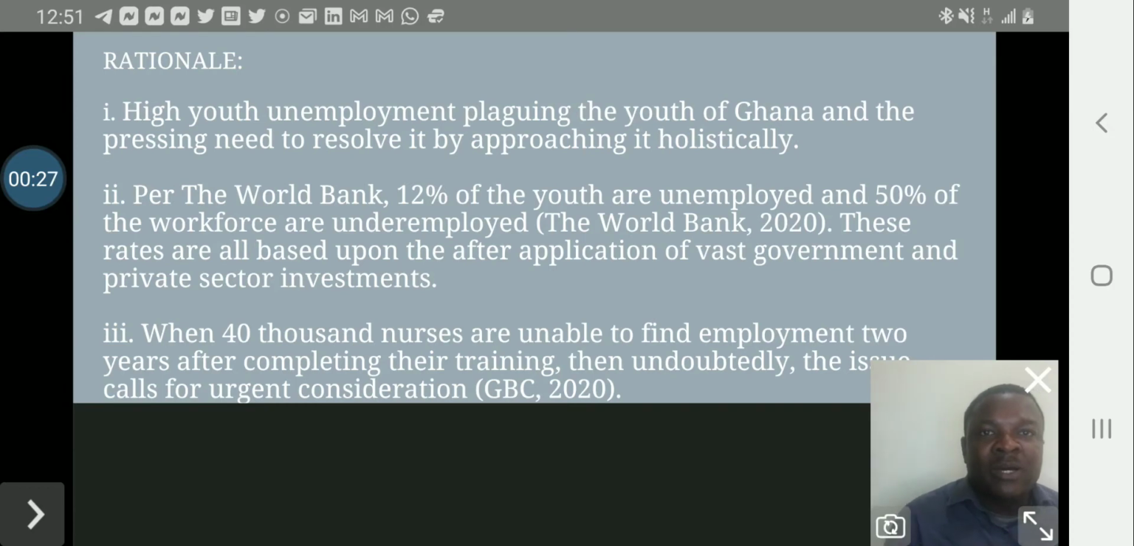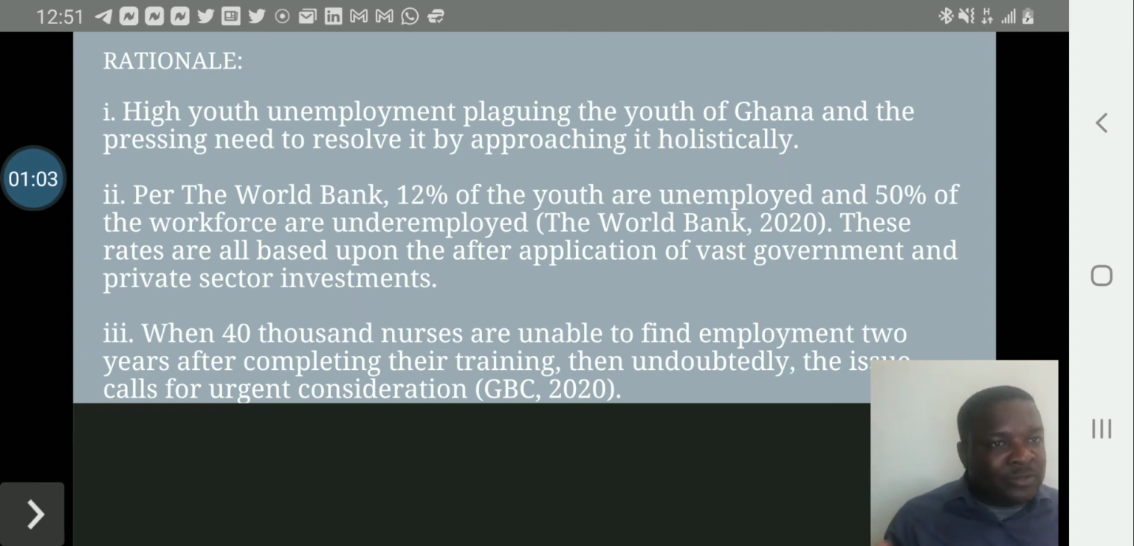So the first thing we're going to talk about is the rationale behind the whole research, which is the high youth unemployment. We're going to consider it holistically. Per the World Bank, 12% of the youth are unemployed and 50% are underemployed. So for a population of about 30.8 million people, that's quite alarming. We can say it's a crisis, since the unemployment rate is in double digits. It's quite alarming for a population of 30.8 million people.